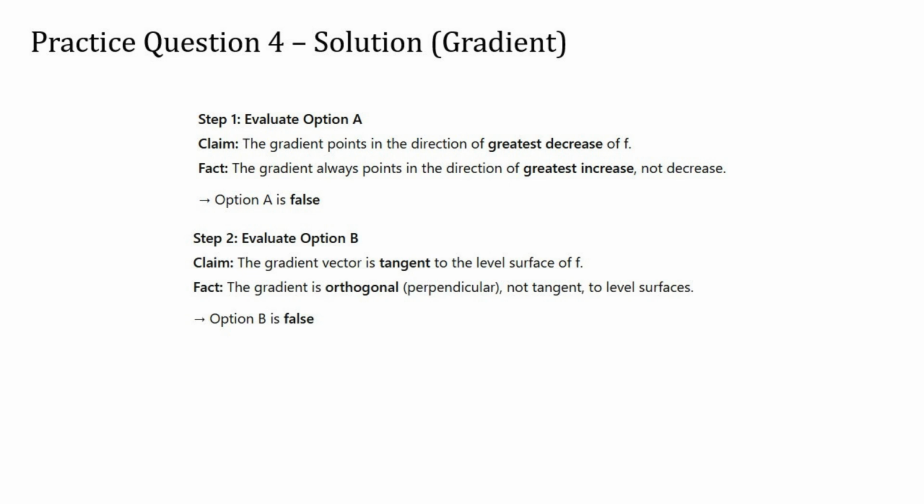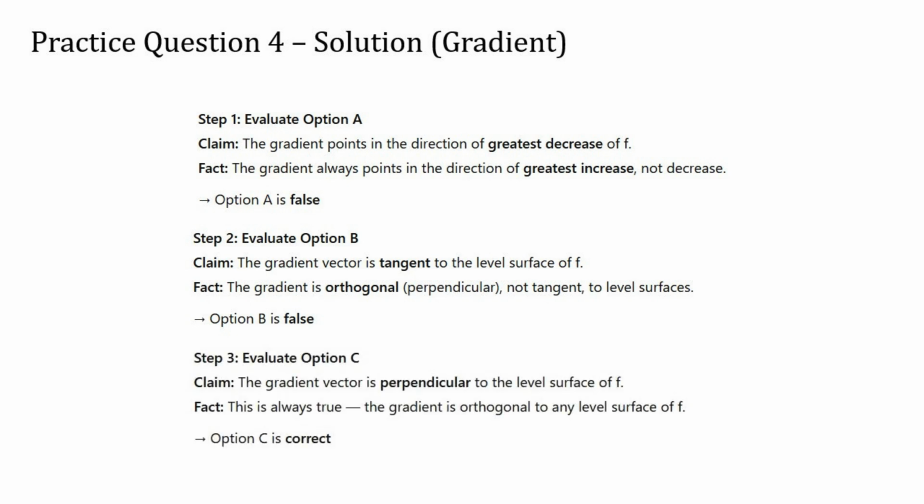Next, option B says the gradient is tangent to the level surface of the function. Again, this misrepresents the role of the gradient. In fact, the gradient is never tangent to the level surface, it's always orthogonal to it. This geometric fact is fundamental in multivariable calculus, particularly when dealing with directional derivatives and surface normals. Therefore, option B is also incorrect.